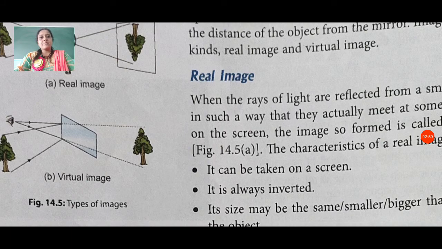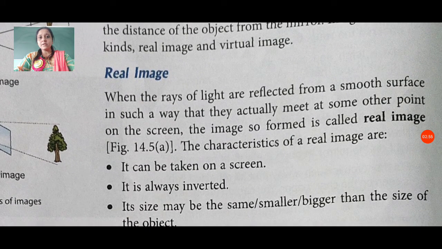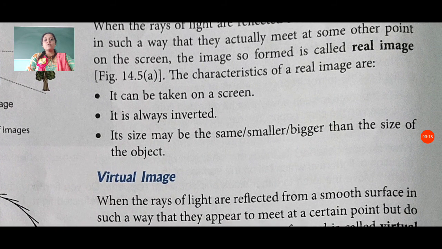Now, real image. When the rays of light are reflected from a smooth surface in such a way that they actually meet at some other point on the screen, the image so formed is called a real image. Figure 14.5a shows us the real image. The characteristics of a real image are: it can be taken on a screen. It is always inverted. Its size may be the same, smaller, or bigger than the size of the object.